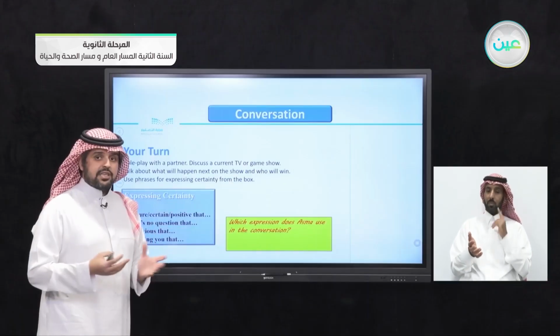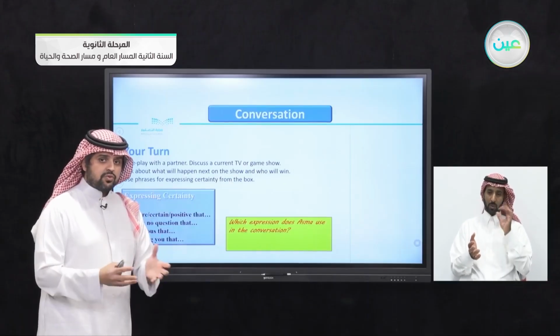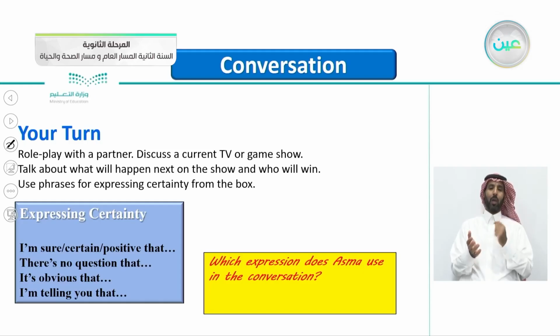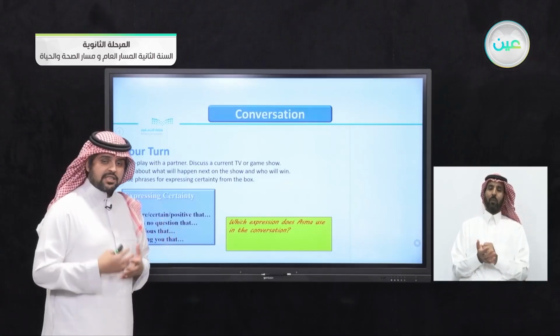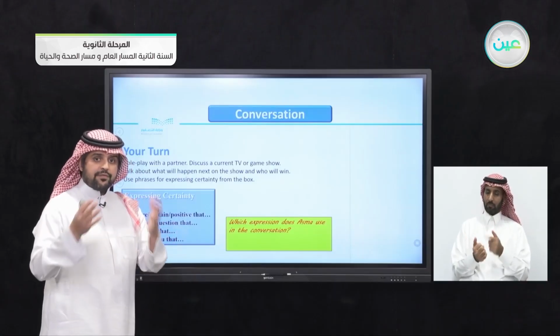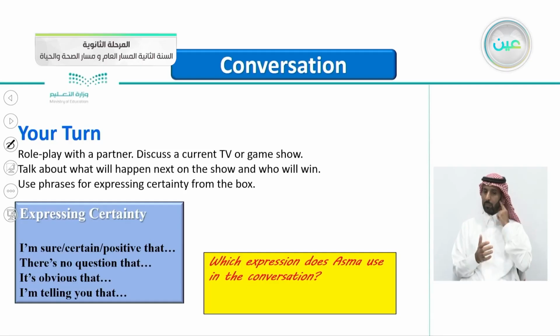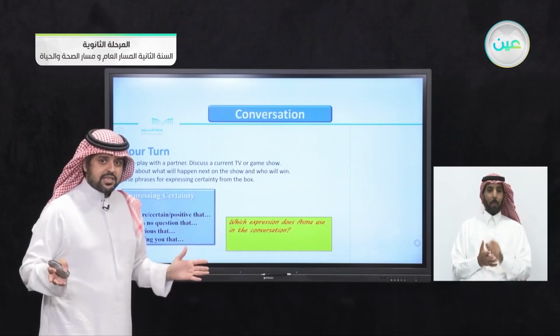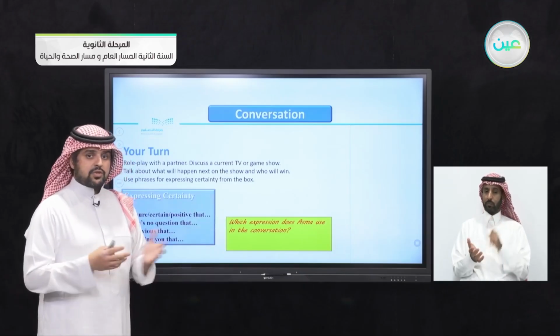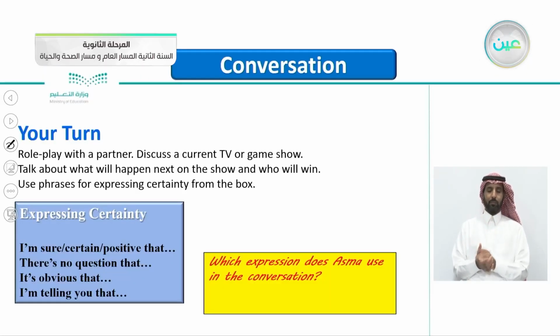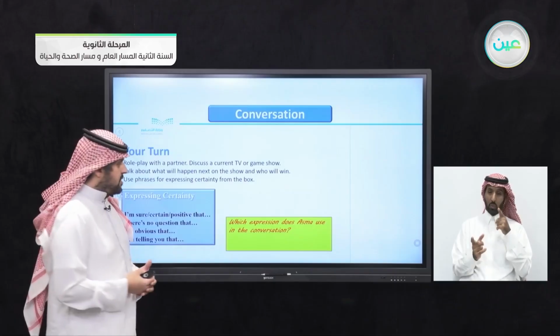When you are certain, when you are 100% sure about something, you say, I'm sure, I'm certain, I'm positive, like I said before, that something, something, something. Like I'm positive now and I'm sure that you benefit from this lesson. There's no question that, then you say what you are sure about. It's obvious that. So these are expressions just to show that you are certain about something.